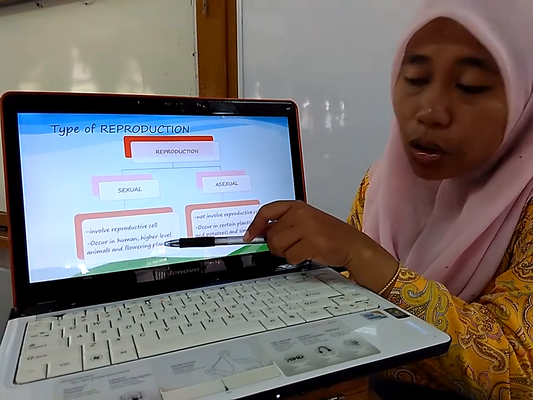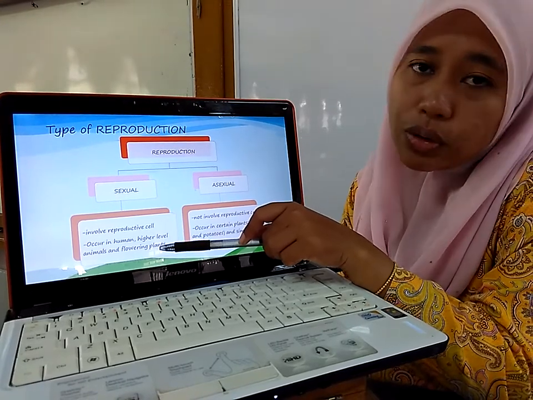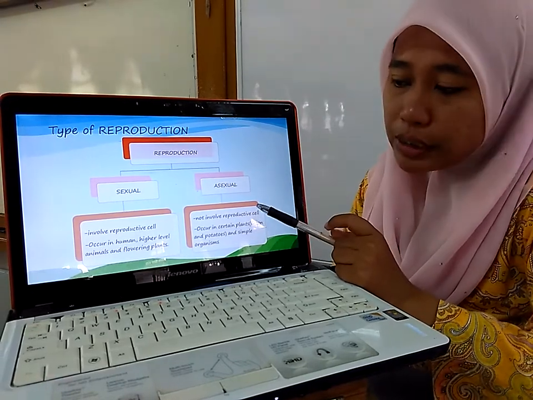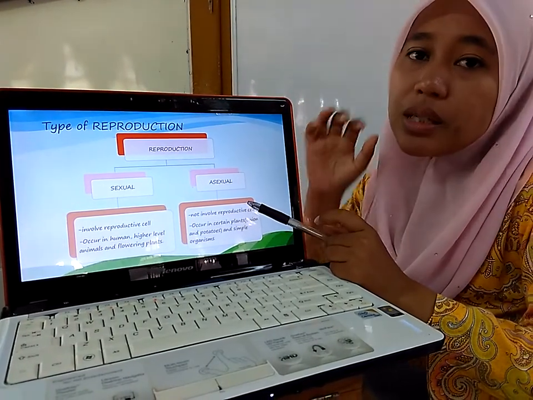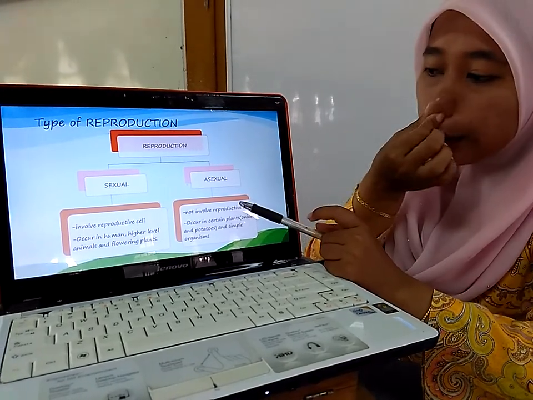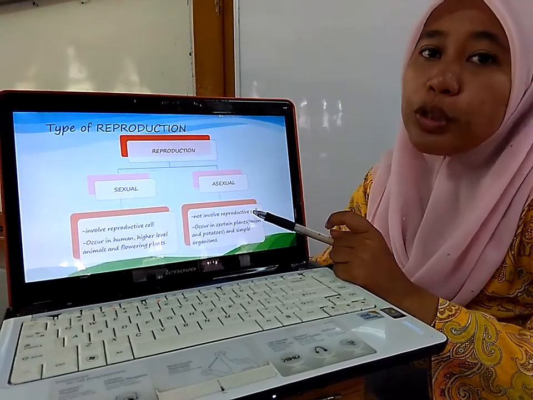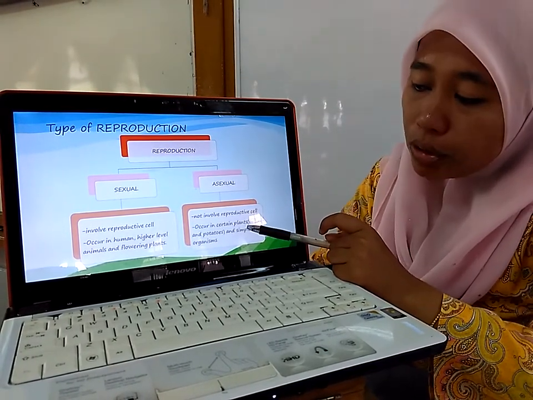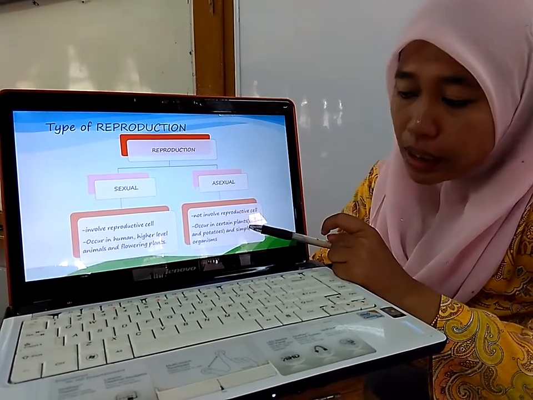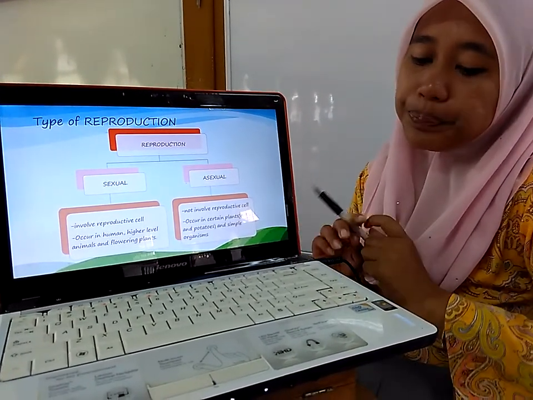Okay, sexual reproduction occurs usually in humans and also higher level plants and animals, or in other words, the multicellular organisms. Okay, but asexual reproduction, the A means without, so without sexual contact. Okay, so asexual reproduction does not involve reproductive cells, which means no sperm and also no ovum, and it occurs in certain plants only. For example, onion, potatoes, ginger, and also simple organisms, or usually unicellular organisms.